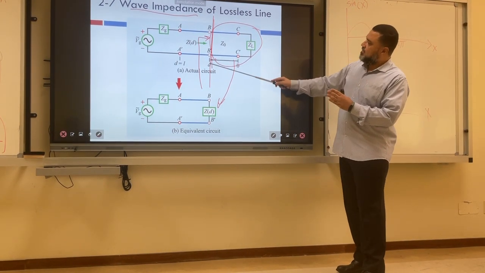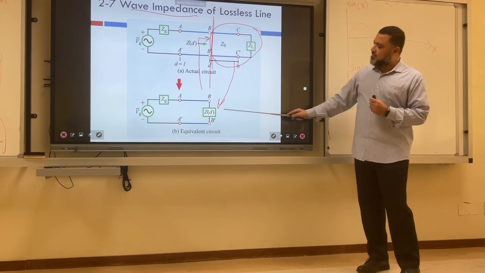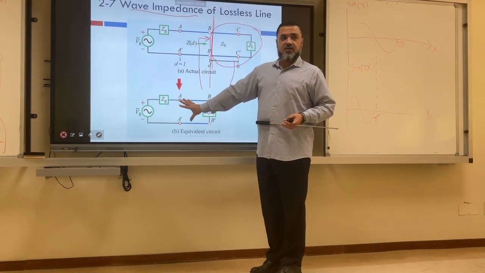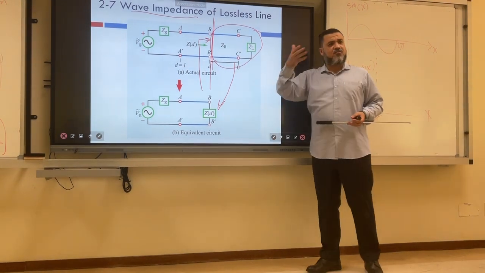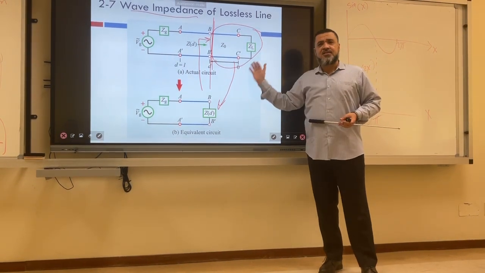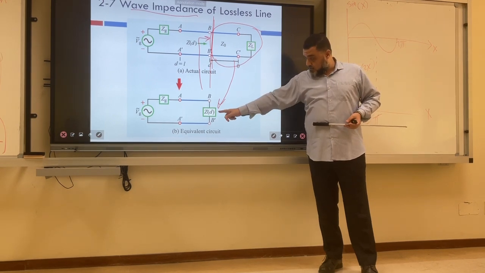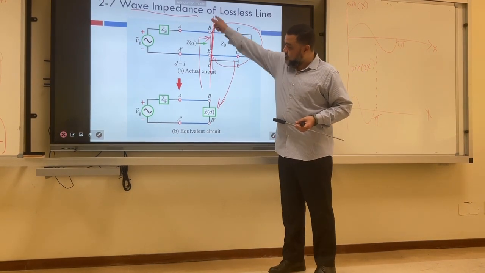Assuming I'm here, I remove the whole thing and replace it by impedance ZD. Whatever is here is still there. I replace the whole thing by ZD, like an equivalent. This is the input impedance of this part. You didn't bring an impedance from outside; this is the impedance of the transmission line only. Exactly, at this location.